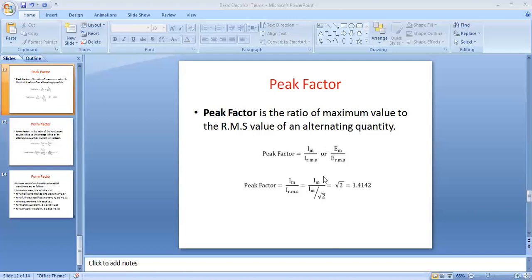For the current varying sinusoidally, the peak factor is given as Im upon IRMS, and IRMS can be replaced by Im by root 2, that is the maximum value of current upon root 2. If you replace that instead of IRMS, then we will get peak factor equals root 2. The value of root 2 will be 1.4142. This is the value of peak factor.